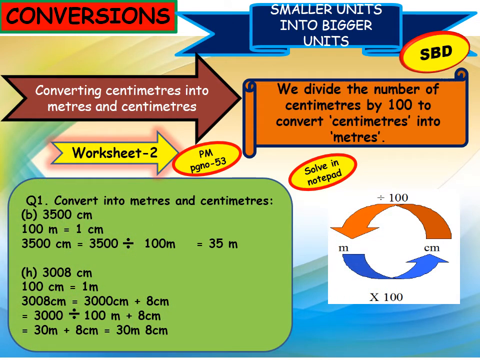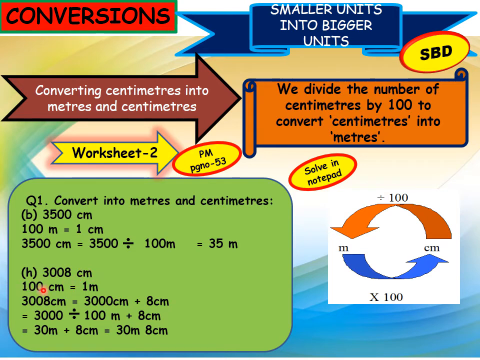This example I have taken from your worksheet 2 maths book. So question 1 is convert into meters and centimeters. B question is 3500 centimeter. Since 100 centimeter is equal to 1 meter, 3500 centimeter is equal to 3500 divided by 100 meter, that is equal to 35 meter.